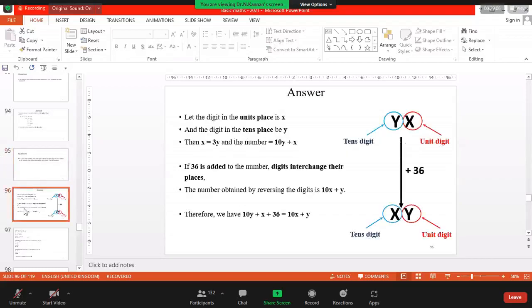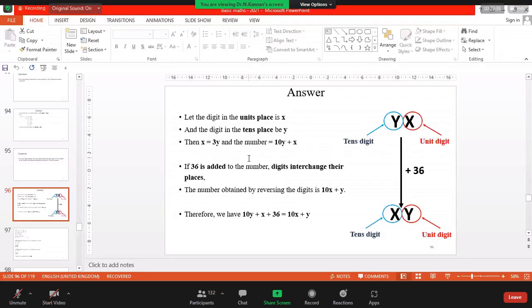Look at this one. Usually we put the tens digit in front of the unit digit. You all know this is the basic concept. You should have studied this when you were in grade 10 or 11. We are making two assumptions. First, we say the digit in the unit place is x.